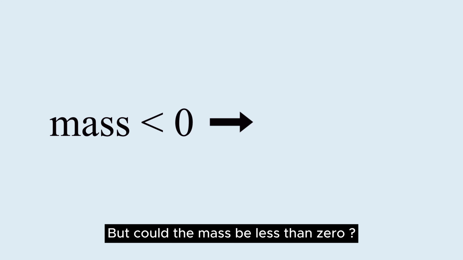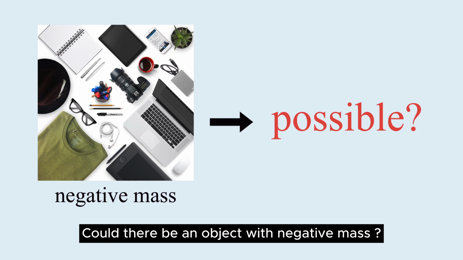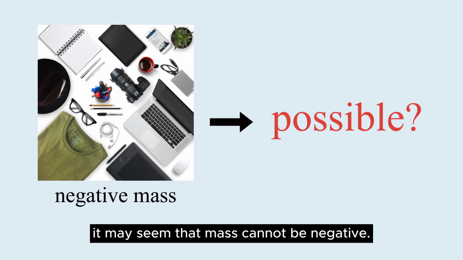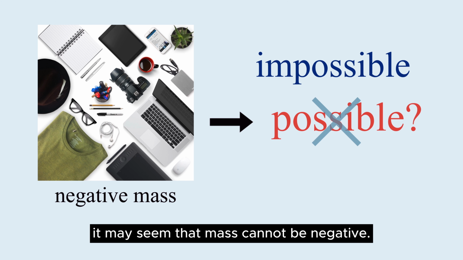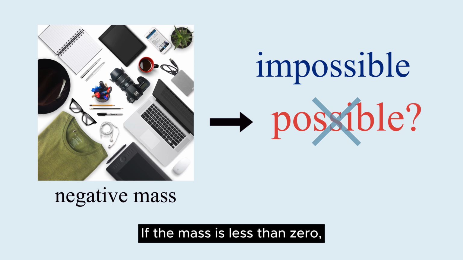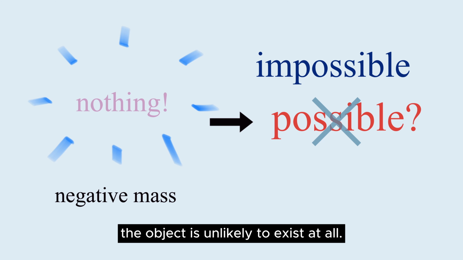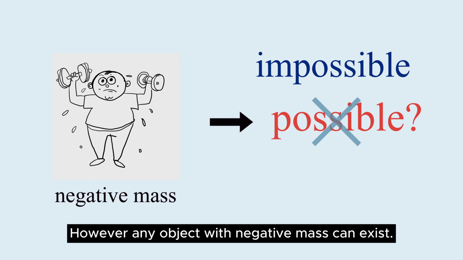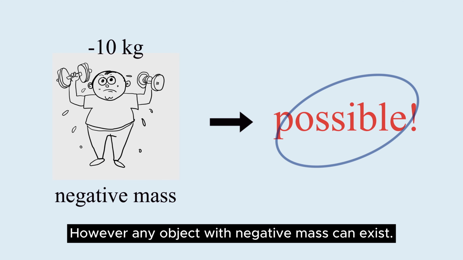But could the mass be less than 0? Could there be an object with negative mass? At first glance, it may seem that mass cannot be negative. If the mass is less than 0, the object is unlikely to exist at all. However, an object with negative mass can exist.